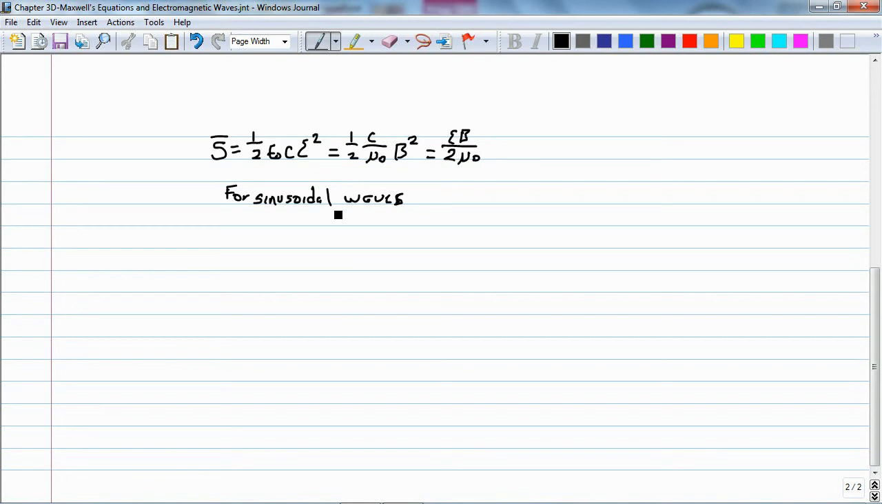So now with Poynting's vector, we can come up with expressions that will take us back to some mechanical analogs, and we'll be able to relate this to actual forces that we can play around with.